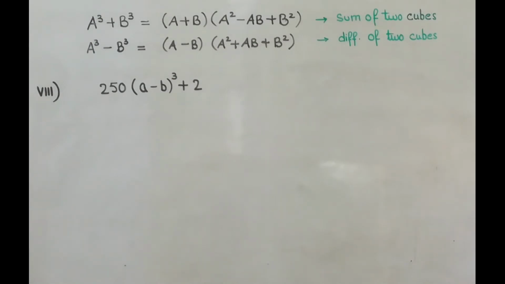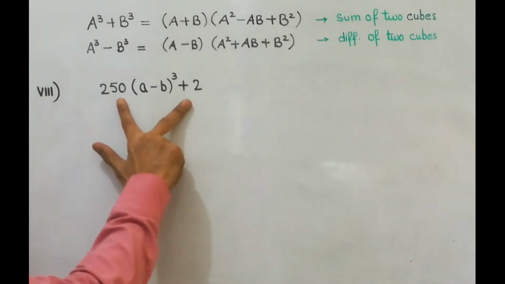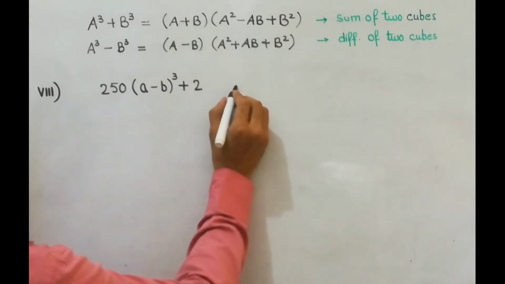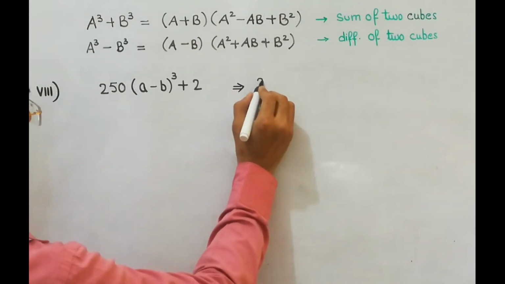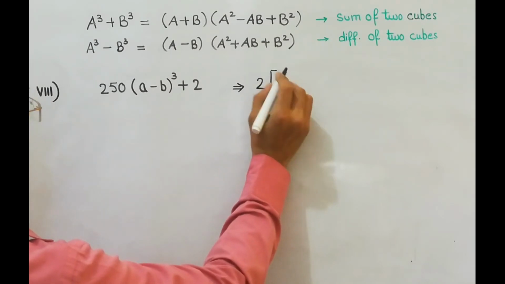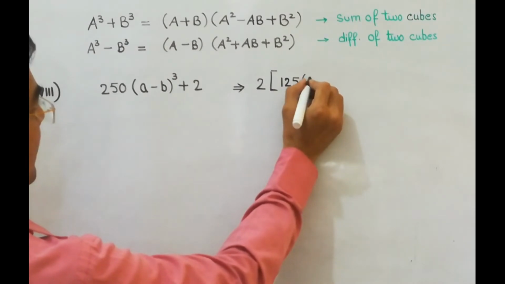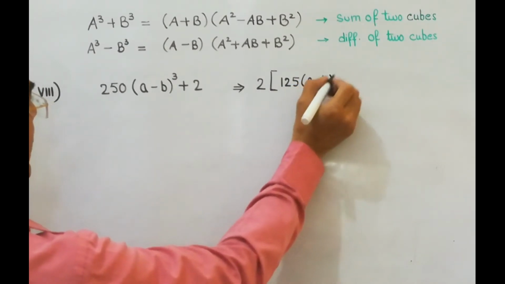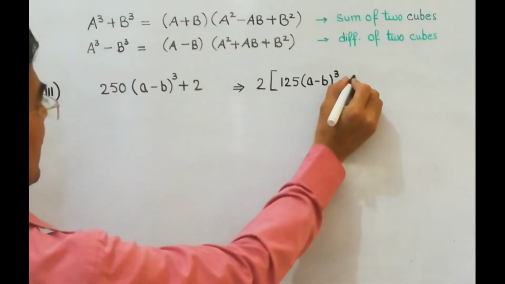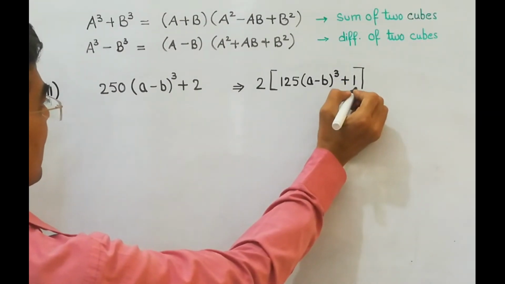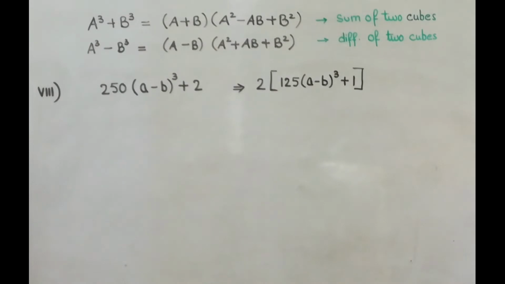Now in question number 8, our first step can be that we can take 2 common from the two terms. This and this, you can take 2 common. So in the first step I have taken 2 common, so I am left with 125 a minus b whole cube plus 1. Remember, in factorization your first step will always be to take common if possible. So in the first step I have taken 2 common.